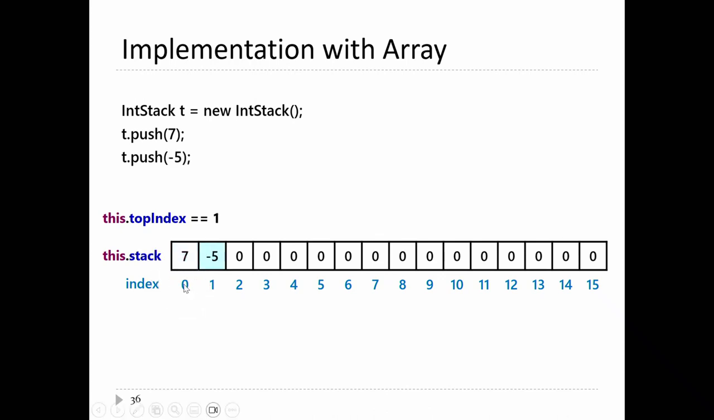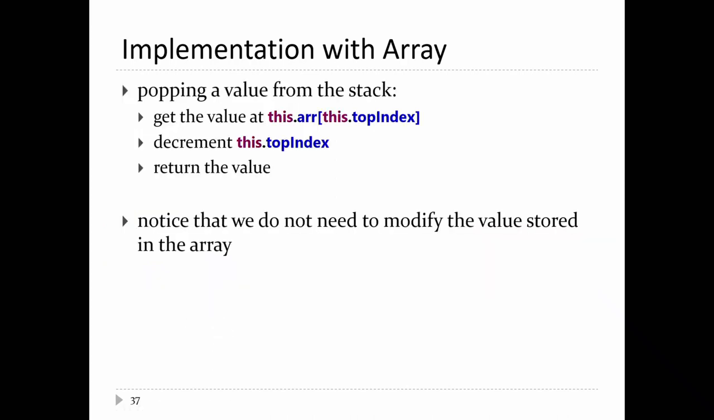If we push again, we're going to take the top index and add 1 to it, so it becomes 1. And then I'm going to write the -5 into the array element at index 1. To pop an element from the stack, we're going to get the value at the current top index, and then we're going to make the top index go down by 1.